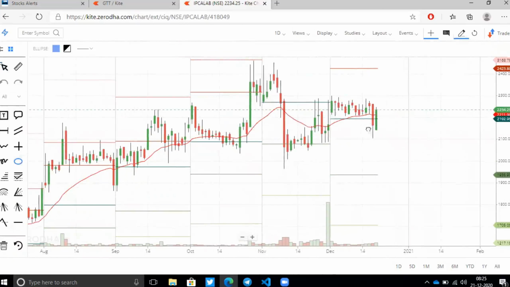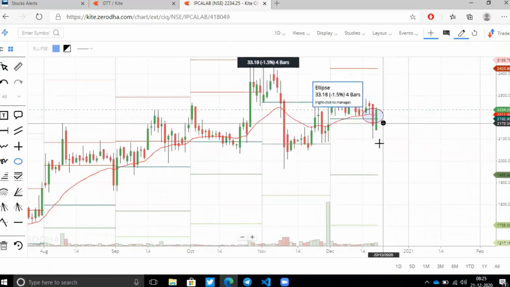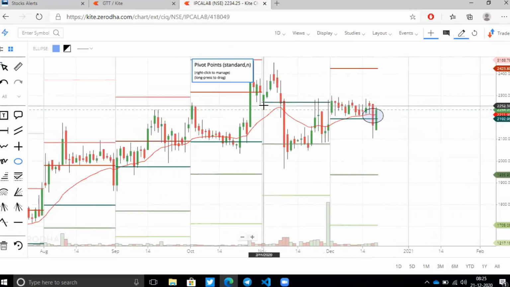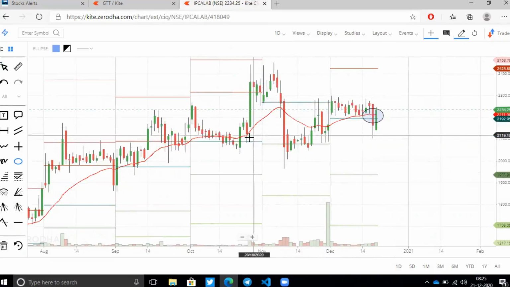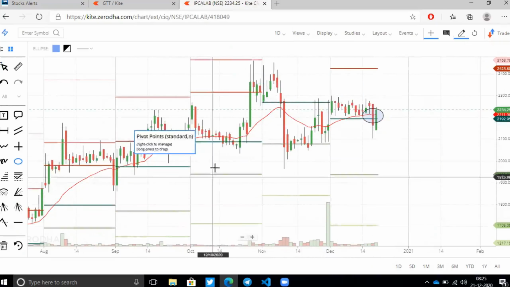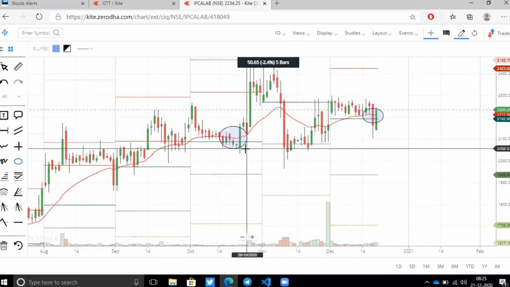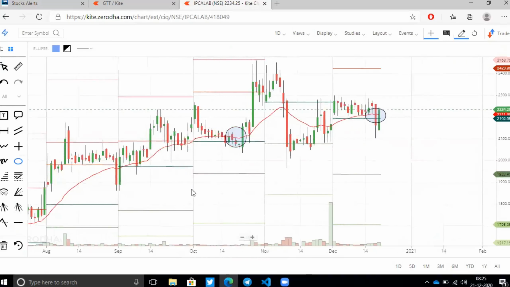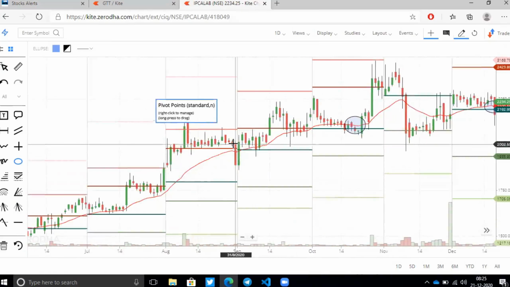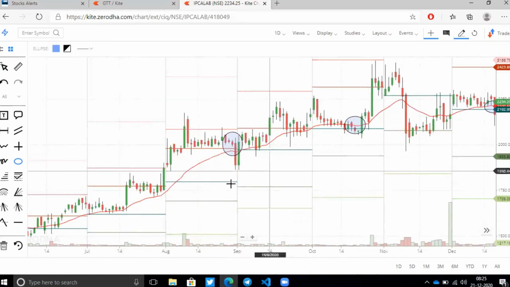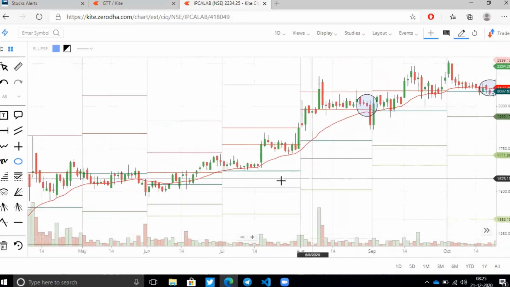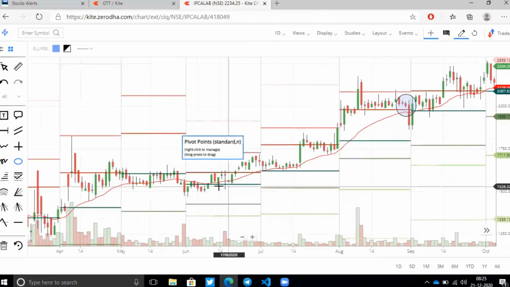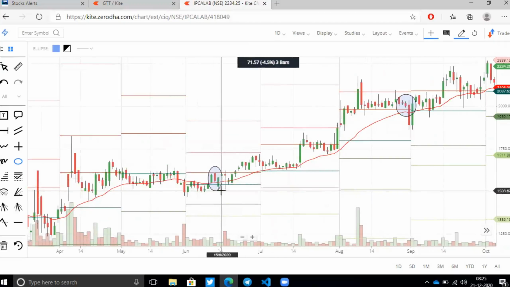Here there is one entry, and just come across. Here there is no entry, and here if you see there is an entry, because the stock is closing above the pivot point. Another entry is here, and here another entry is there, right?